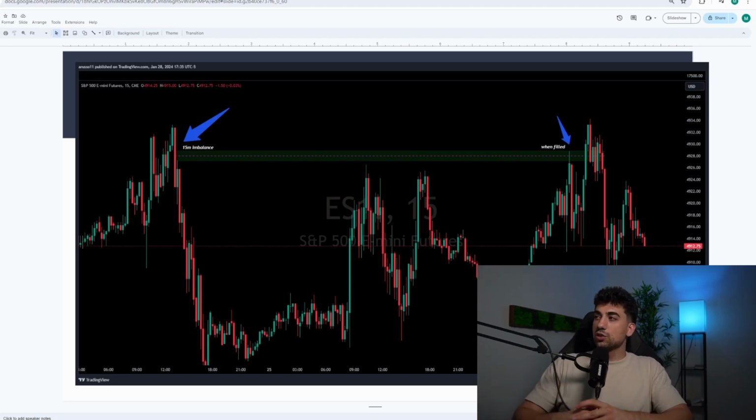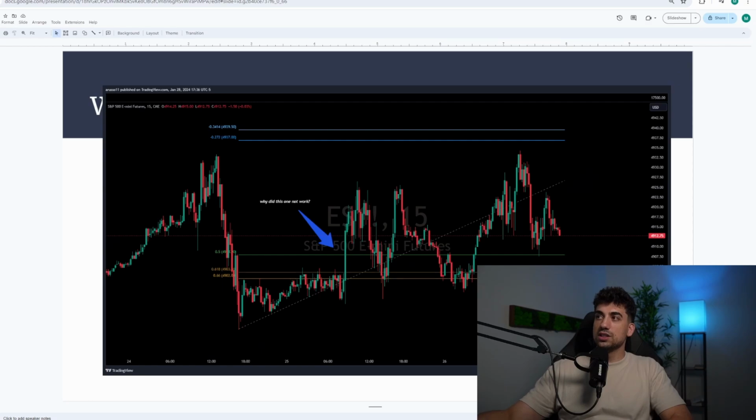So let's go over a couple of examples here. This is a 50 million imbalance. As you guys can see, the imbalance gets left behind. Don't worry, we'll go over how to spot the imbalances. It gets tapped, it gets filled, and then it goes in the opposite direction, and then it went higher. And this is a concept that you can use almost every single day.